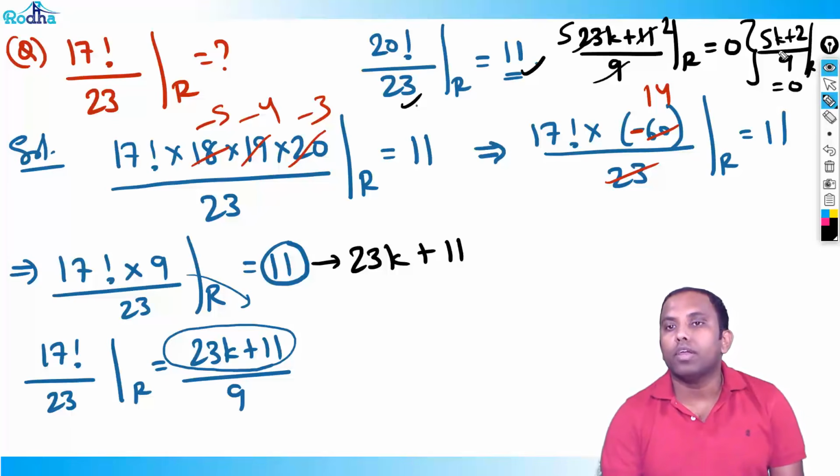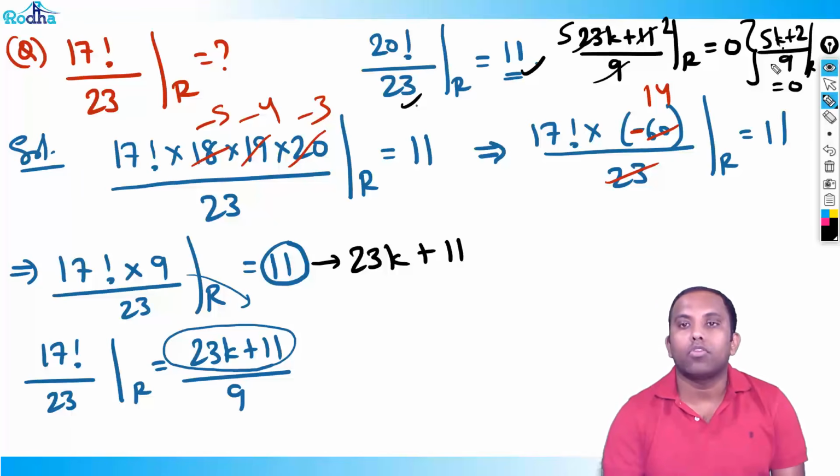So at what value of k? Obviously, you can observe here, at k equal to 5. So at k equal to 5, 27 by 9, the remainder is 0. So that means at k equal to 5.